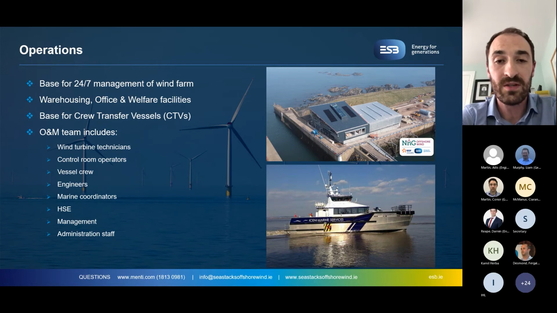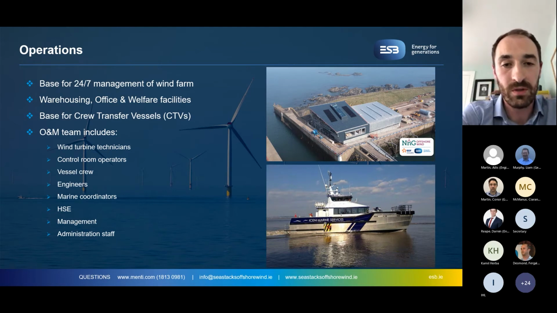So the crew transfer vessels will typically be at this location as well, and these will carry personnel and equipment and spares for both planned and unplanned maintenance throughout the life cycle of the project. I've shown here jobs that will be available during this phase of the project. So this is a key part of the project in terms of bringing jobs to the local community associated with the project.